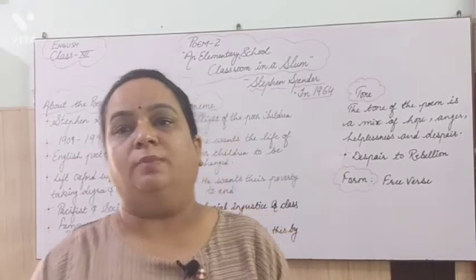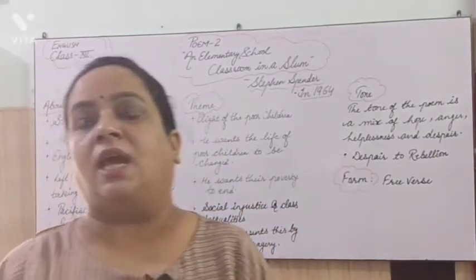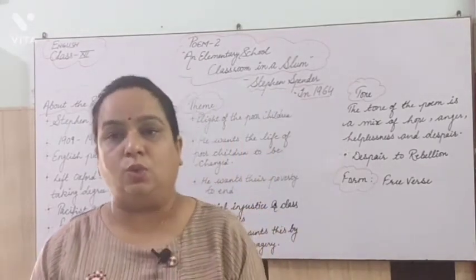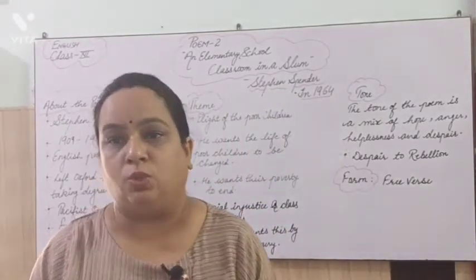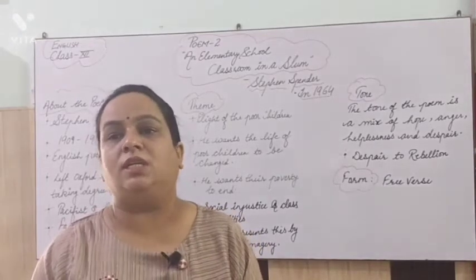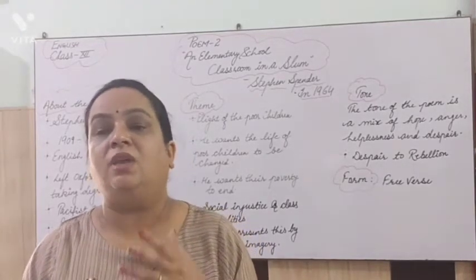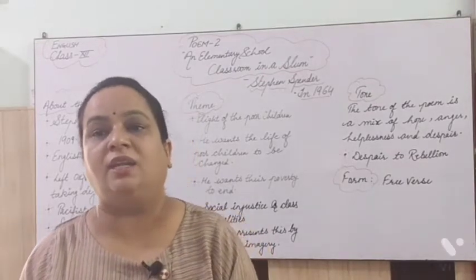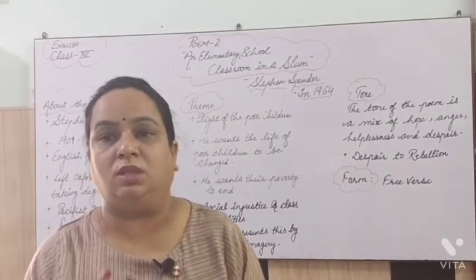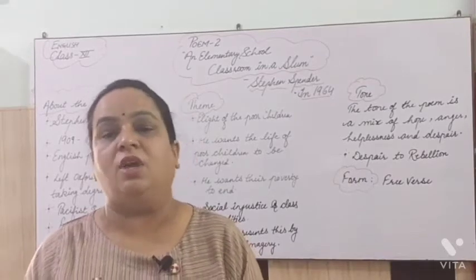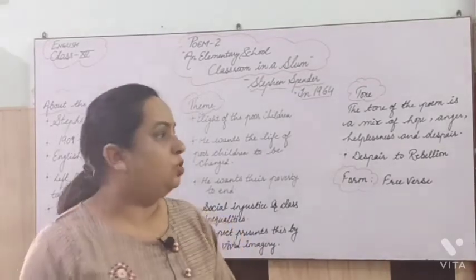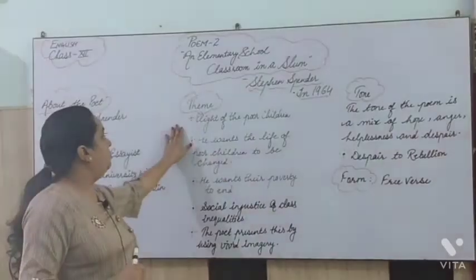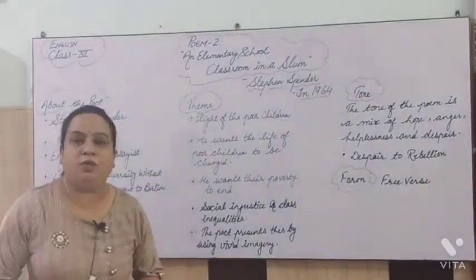And in this poem, the poet describes the situation of a slum school, which is an elementary school. This school is located in a slum area, and he wants everybody to increase the everyday standard of these slum children through his poem. When we talk about the theme, the theme of the poem is the plight of the poor children.